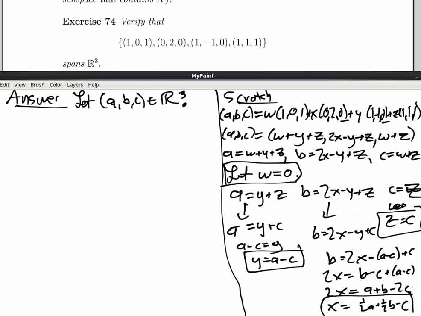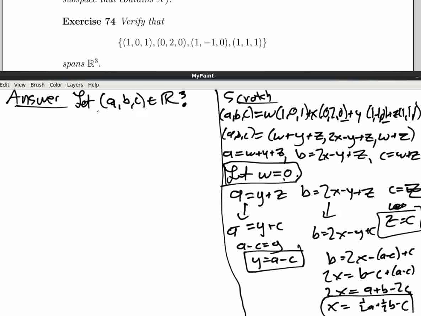So what happens here, right? The way you think about this is pick any a, b, and c that you want. If you pick 1, 2, 3, I'm going to tell you fine. W is going to be 0. X is going to be 1 half times 1 plus 1 half times 2 minus 3. And y is going to be 1 minus 3. And z is going to be 3. And that's what the coefficient should be.